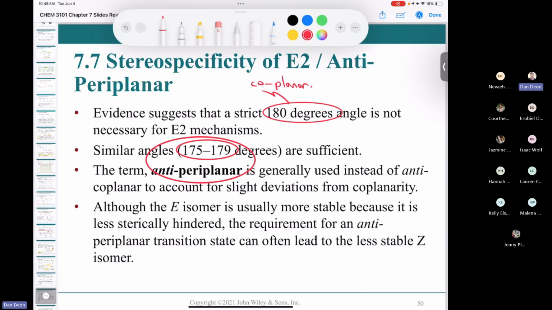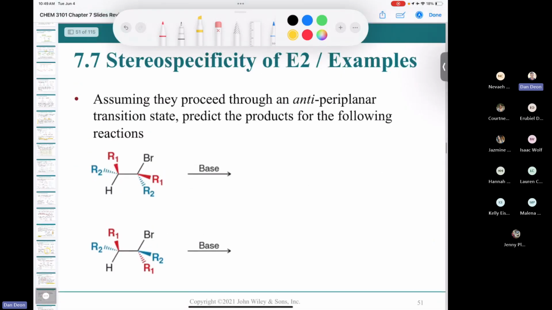Now, another thing is sometimes students will say, well, am I mostly going to get the E isomer, because that's usually more stable? There's no way to predict, man. You can't make a prediction. You have to draw the Newman projection and figure out which product you're getting, because oftentimes you're going to get the less stable isomer. It happens all the time. So there's no shortcut around it. You always have to go through the Newman projection.